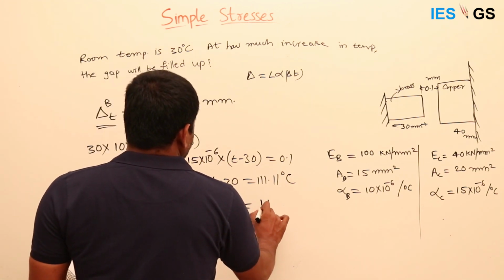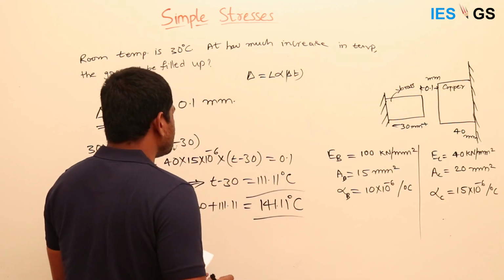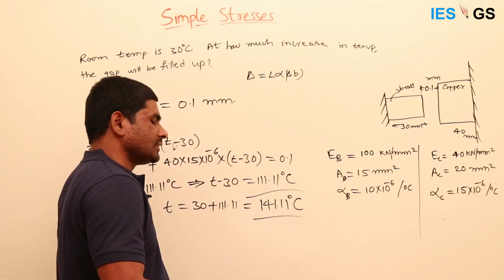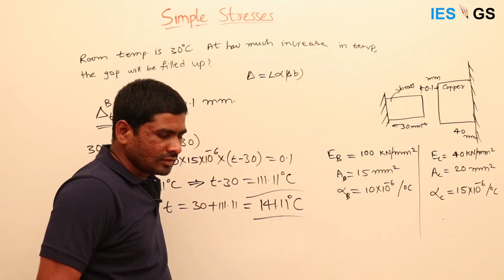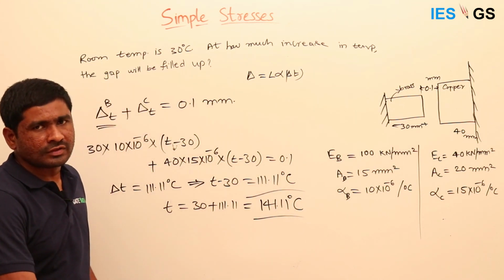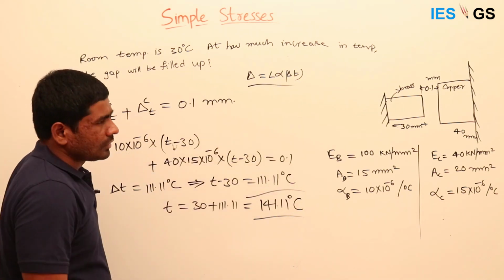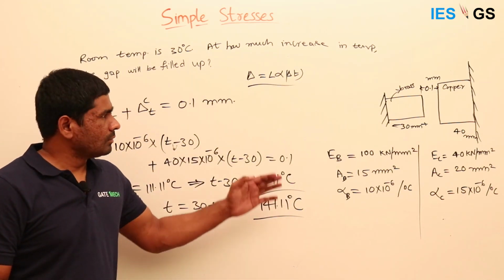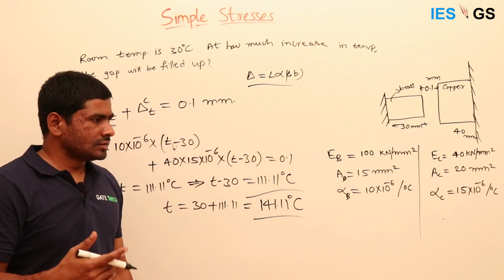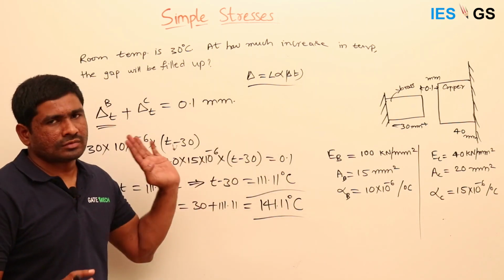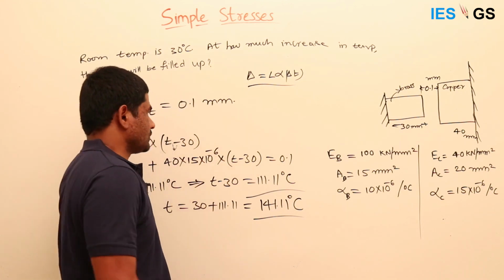The final temperature should be raised to 141.11 degrees centigrade, so that both will expand and fill that gap. Like this, based on the logic of the question, we use the same formula again and again. This is the formula. And what is the logic here? When the elongation is restricted, there is production of stress in that case, and we need to find out the stresses in such cases.